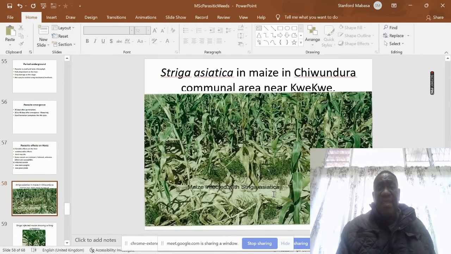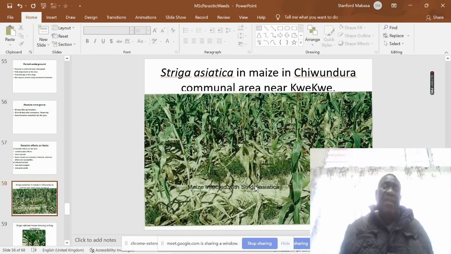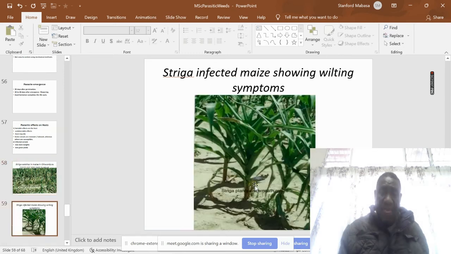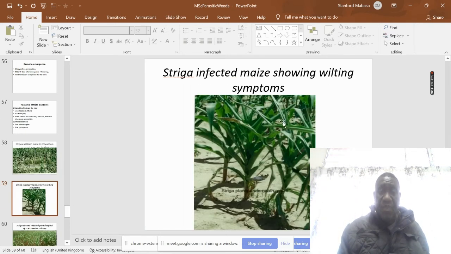This is Striga asiatica. You can see these parasites along the crop rows. This is in Chundura communal area near Kwekwe. These are the symptoms of parasitic weeds. You can see wilting even under wet conditions. So that could be a sign of the presence of the parasite.